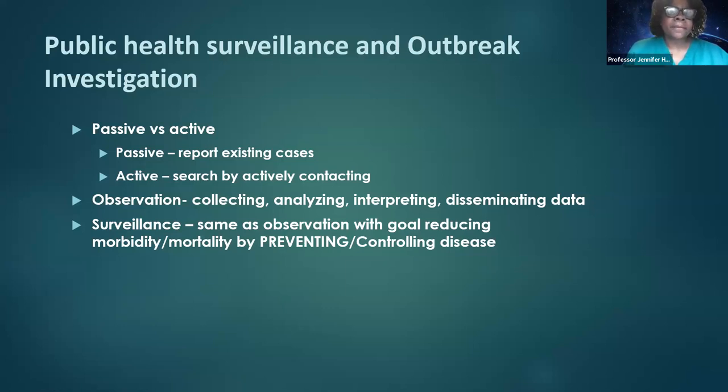So surveillance is secondary. So public health surveillance is a secondary action. There's passive surveillance and then there's active surveillance. So passive surveillance means that if you're having cases of positive PPDs and skin tests, you're reporting them. And that's how people get their numbers and start declaring stuff.